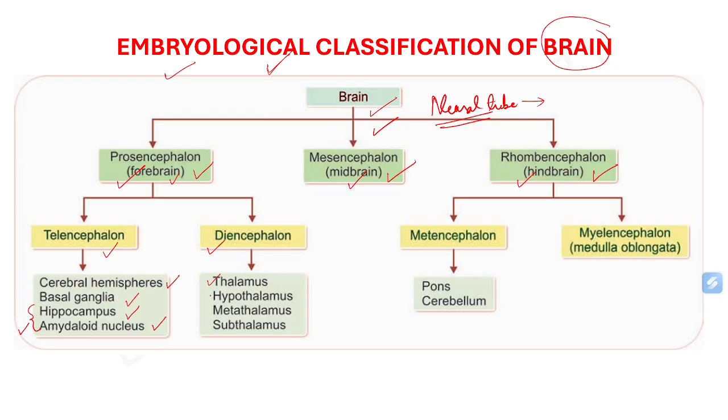Whereas the thalamus, hypothalamus, metathalamus, and subthalamus form the part of the diencephalon. The mesencephalon or midbrain does not have any further classifications, whereas the rhombencephalon, or the part of the brain located posteriorly in the cranium, divides itself into metencephalon and myelencephalon. Metencephalon divides further into pons and cerebellum, whereas myelencephalon includes the medulla oblongata.